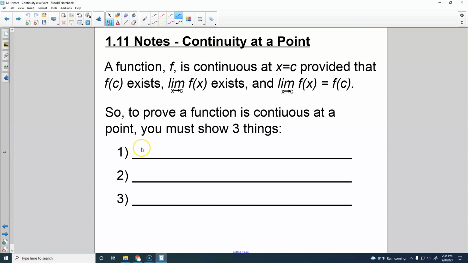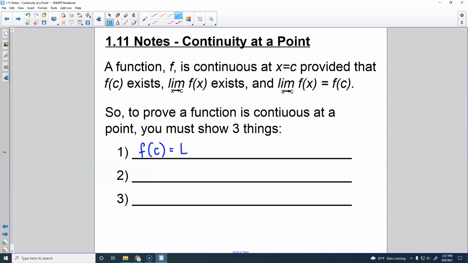We have to show, first of all, that f of c equals some number. We'll call it capital L. So we have to show that if you plug in c, you get L. So think of that with numbers. If you plug in 2, you get 7. So this is where the function is defined. This is your closed circle, where your closed circle is at.